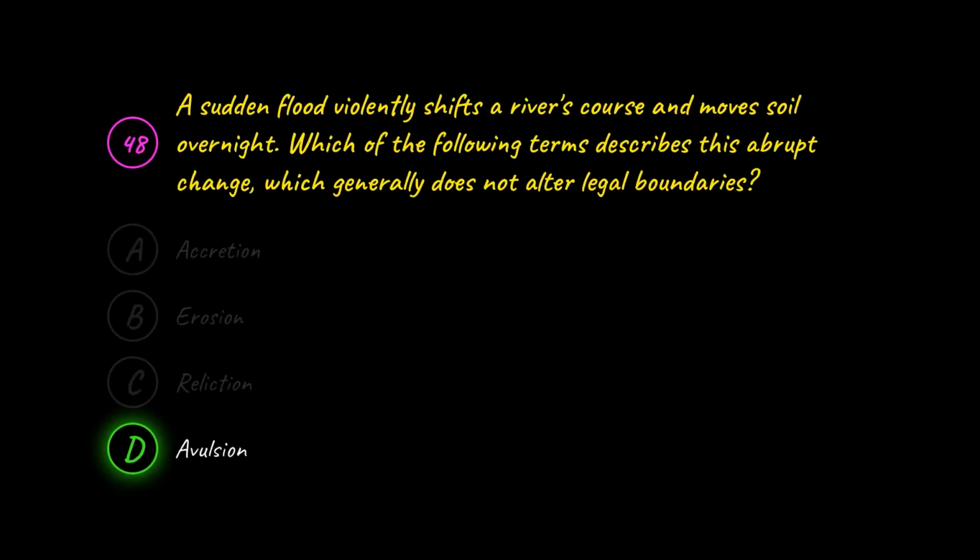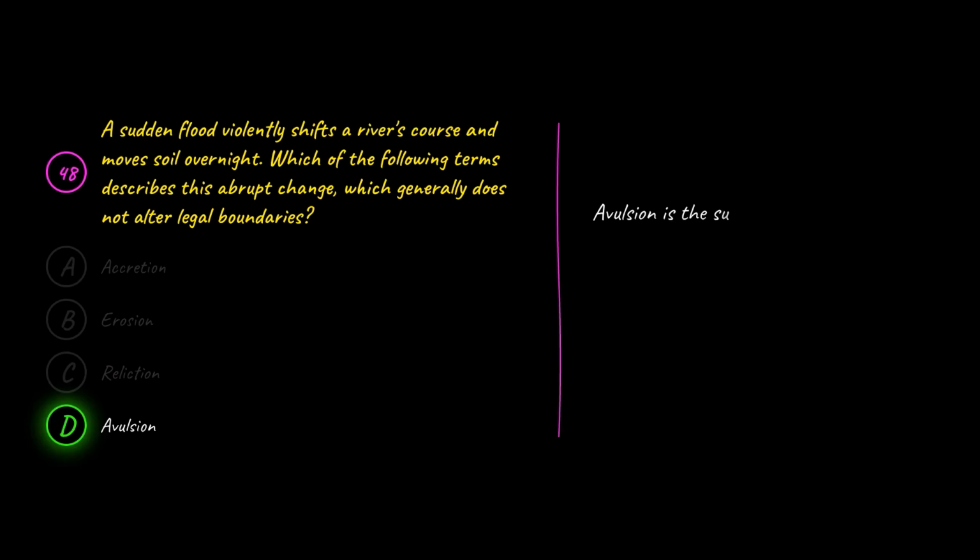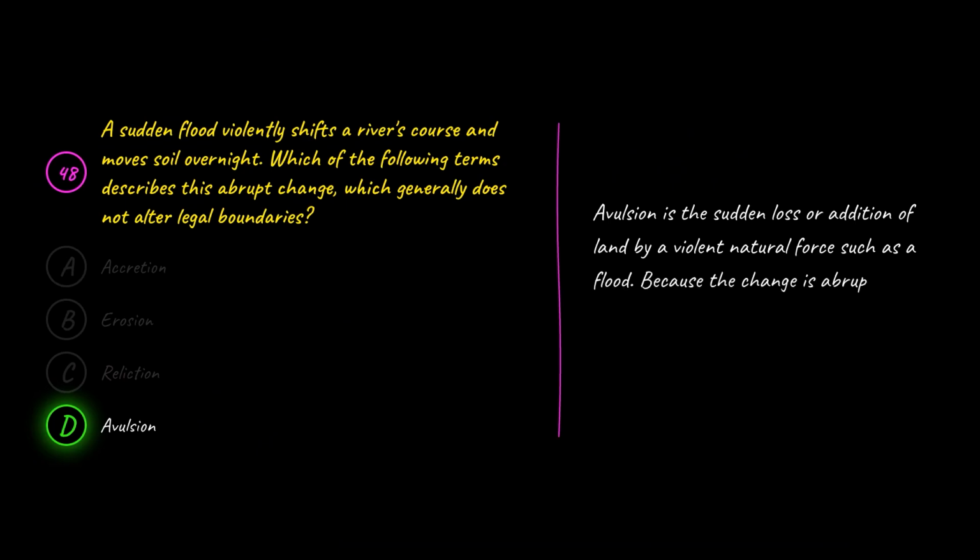The correct answer is D. Avulsion. D is correct because avulsion is the sudden loss or addition of land by a violent natural force such as a flood. Because the change is abrupt rather than gradual, boundaries usually remain where they were before.